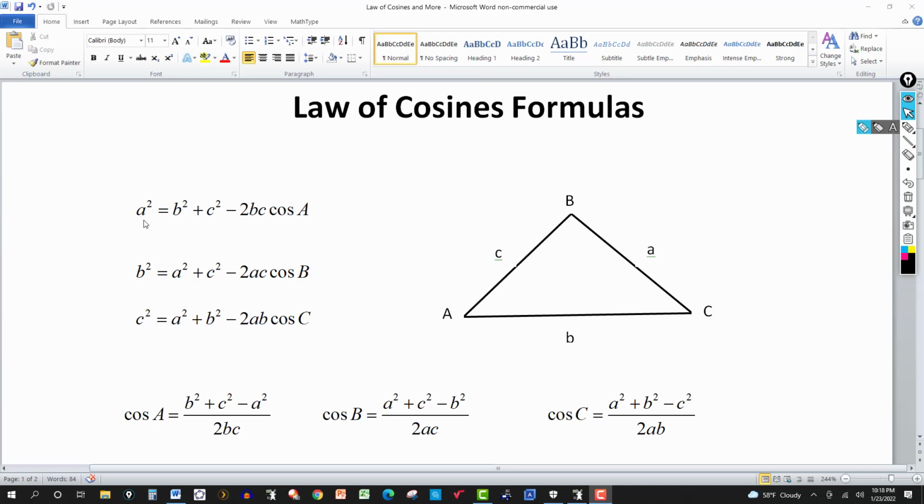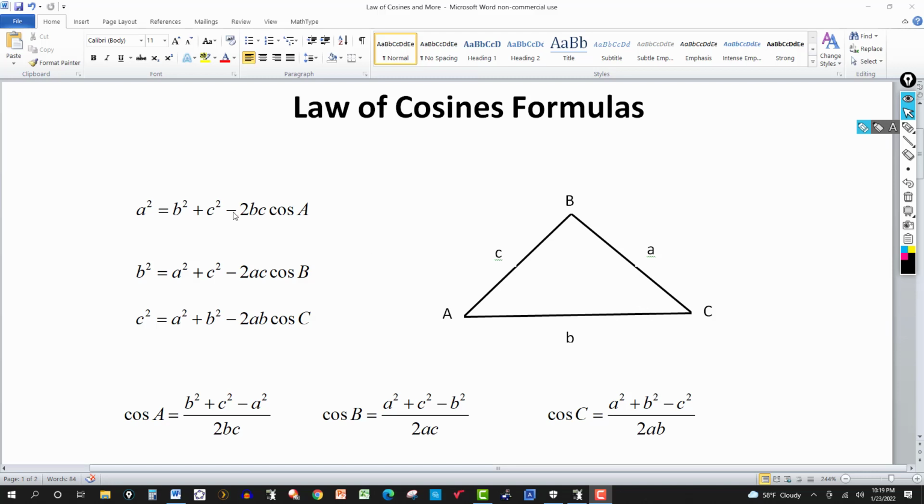So the formula simply tells you that if you take any side of the triangle and square it, it's going to equal the sum of the squares of the other two sides. So I take side a, square it, and it equals b squared plus c squared, minus twice the product of those two sides, multiplied by the cosine of the included angle. In this case, the included angle of sides b and c would be A. The included angle for c and a would be B. The included angle for a and b would be C, and so on.